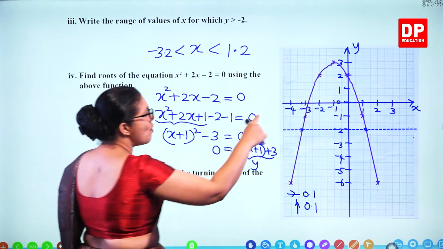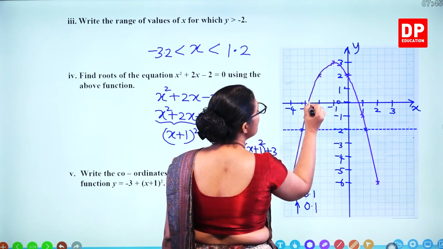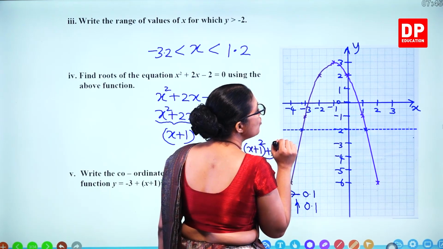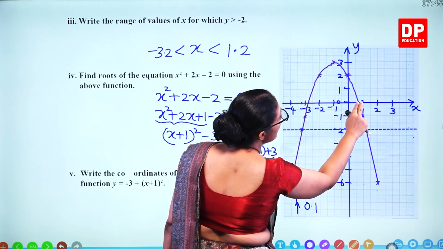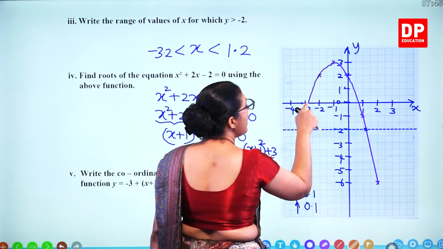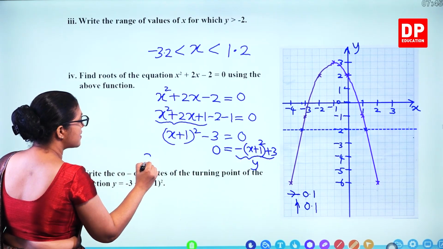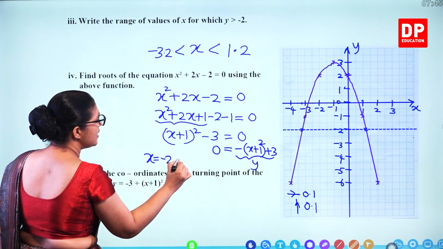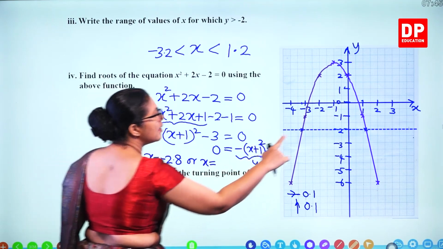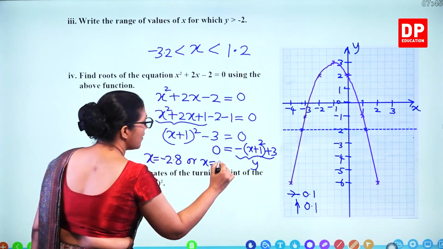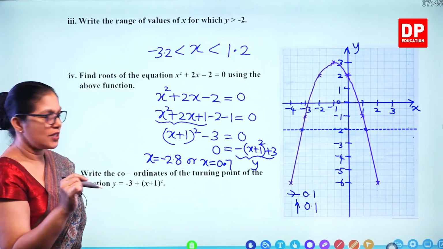That means you have to find the roots of this equation. So here you have to read this point and this point. So you get 0.8, this is like 3 square, 0.7. And here minus 2.8. So you can write x is minus 2.8 or x equals 0.7. So those are the roots of this equation.